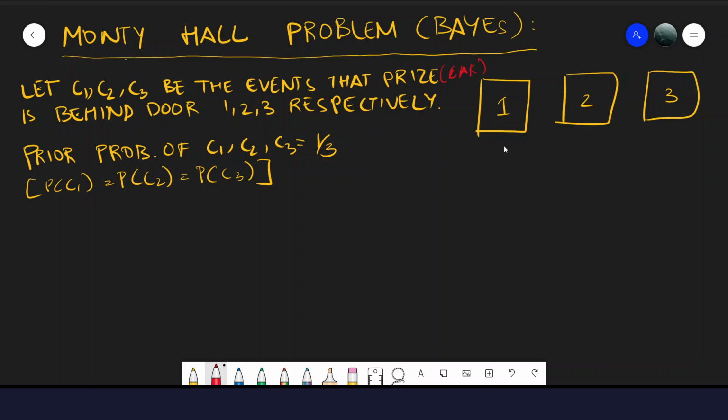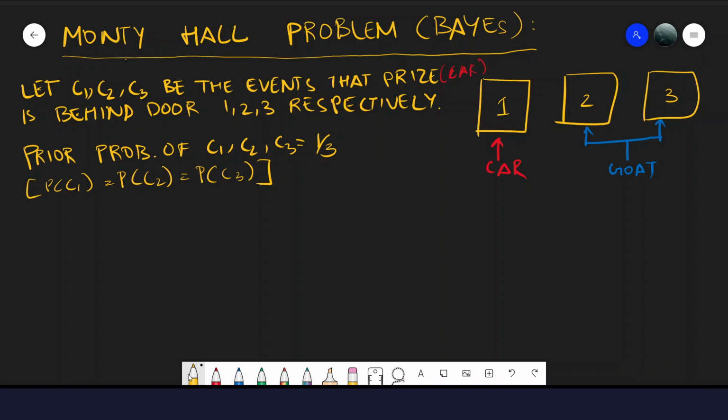So in this example, let's say that door 1 has the prize behind it, which is the car, and doors 2 and 3 have a goat behind them. And the contestant is asked to choose what door he wants to select. So let's say the contestant chose door 1.